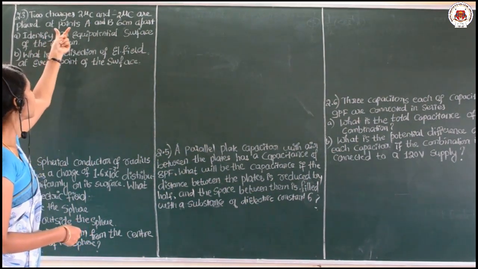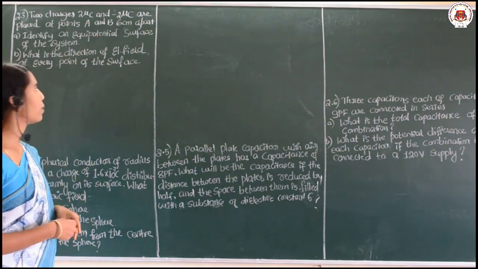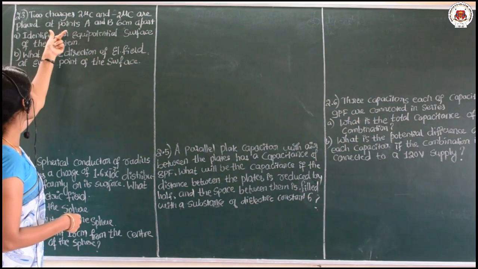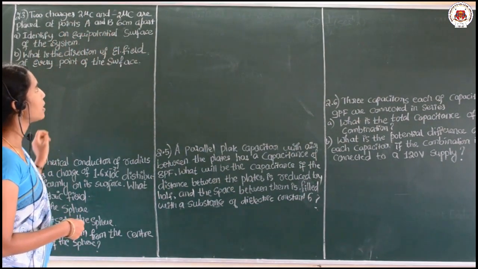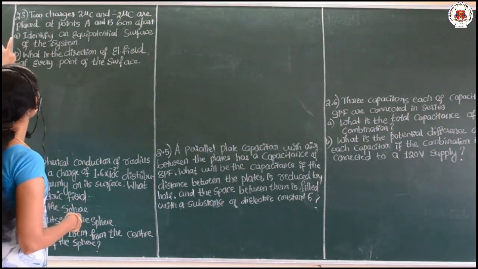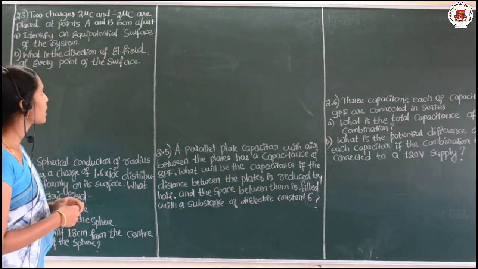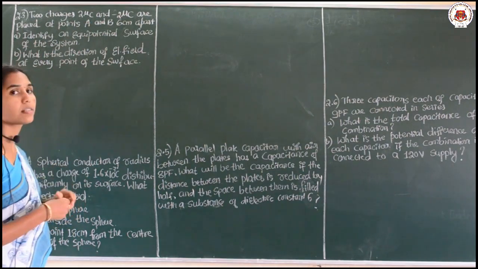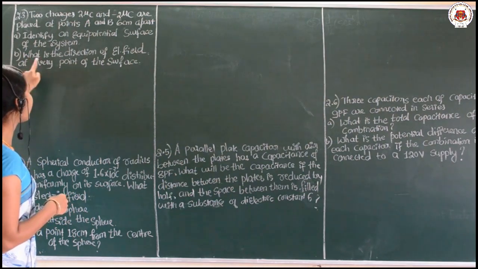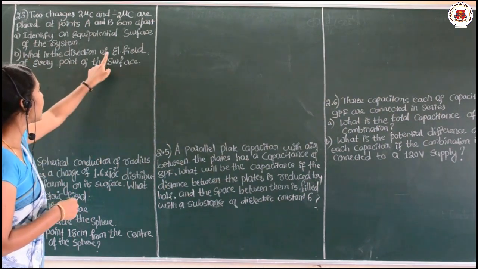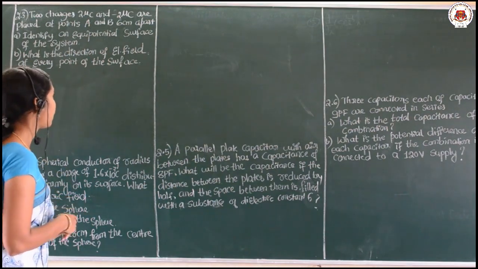Two charges 2 microcoulomb and minus 2 microcoulomb are placed at points A and B 6 centimeter apart. First question, identify an equipotential surface of the system. Second question, what is the direction of electric field at every point of the surface?